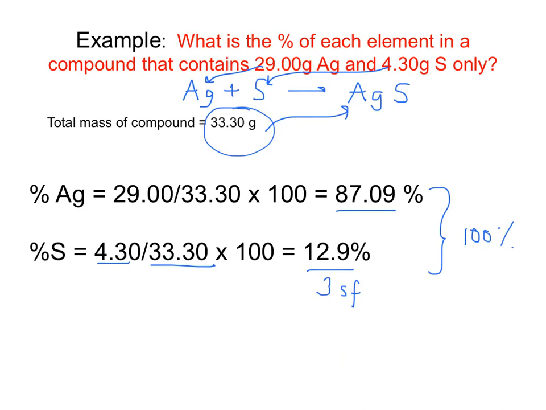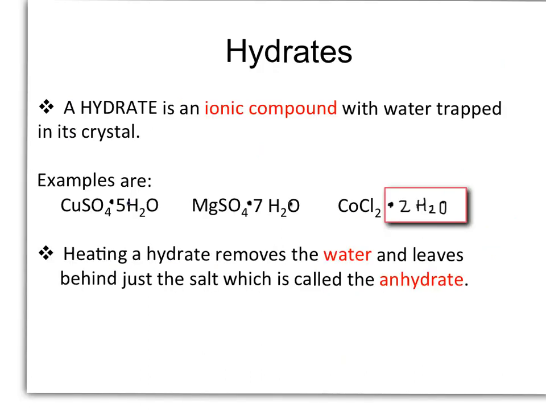was 3 sig figs. I want to take a few moments to talk about a special compound called a hydrate. A hydrate is an ionic compound that has water trapped in its crystal. In the middle of the page, you can see 3 examples. The first one is copper 2 sulfate pentahydrate. The second one is magnesium sulfate heptahydrate, and the last one is cobalt 2 chloride dihydrate.